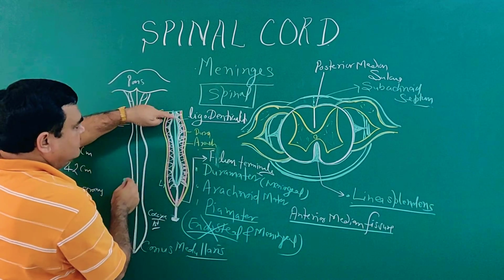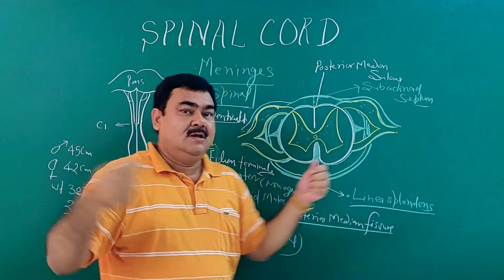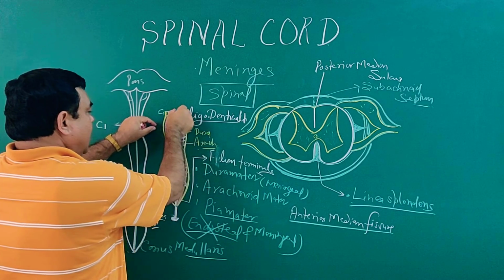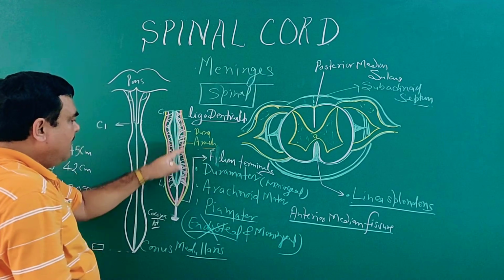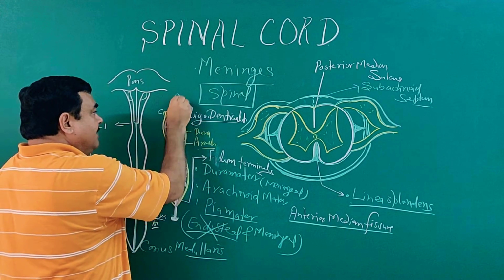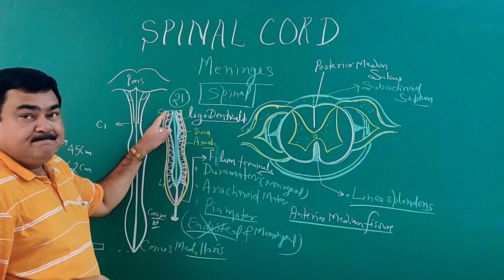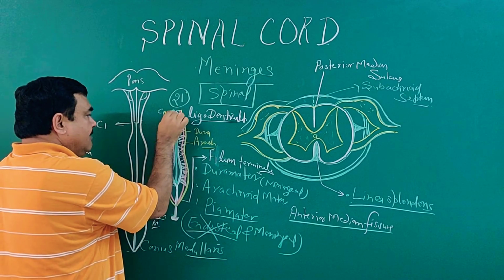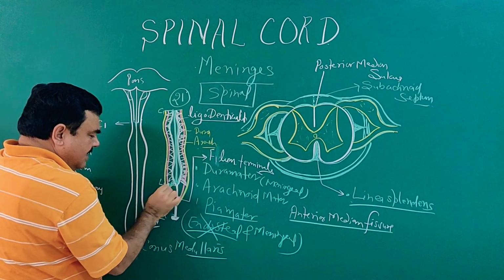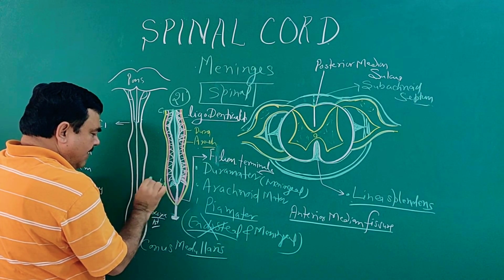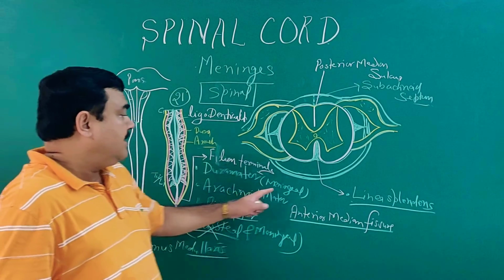So here you can see this is the ligamentum denticulatum. The ligamentum denticulatum supports the cord and keeps it in the midline position. The number of ligamentum denticulatum is 21 pairs. The first pair starts just below the foramen magnum, and the last pair lies between the T12 and L1 vertebra.